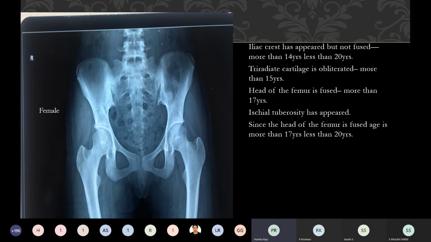Okay. So here the age we have fixed is more than 17 because the upper end of the femur has appeared and fused, and it is less than 20 because the iliac crest is not fused. Even the ischial tuberosity is not fused, and this is a female X-ray. You can see a broad pelvic angle. Okay, the subpubic angle is very broad, and this is a female X-ray.